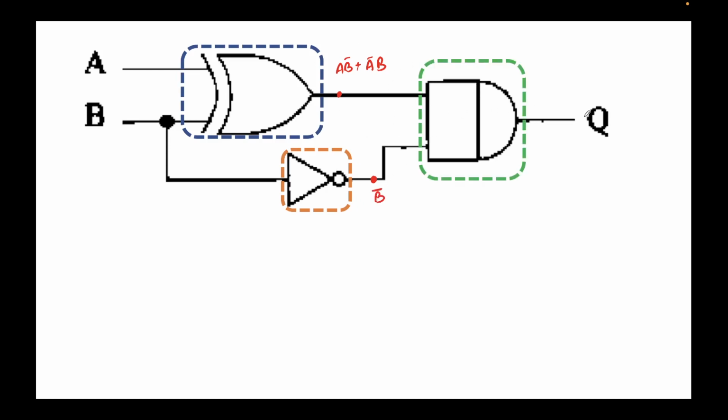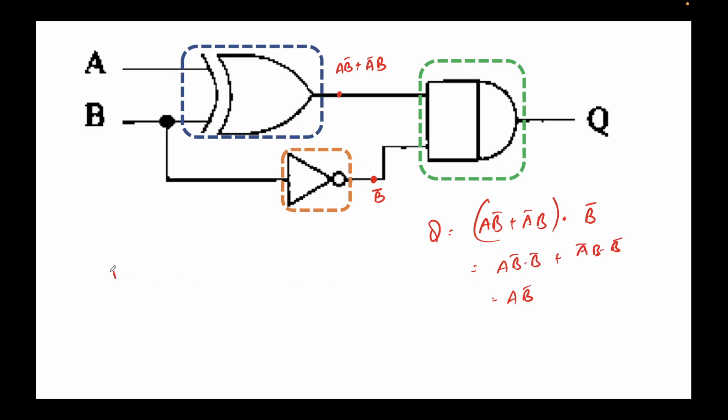Now thirdly, we have this AND gate. I can write this output node as Q. Q will be equal to the first input, which is A B bar plus A bar B, times the second input, which is B bar. Straightforward. Now we simply multiply it. So it will be A B bar times B bar plus A bar B times B bar. Now we know B bar dot B bar is nothing but B bar. So this is A B bar. These are rules of Boolean algebra. For instance, let's do this.